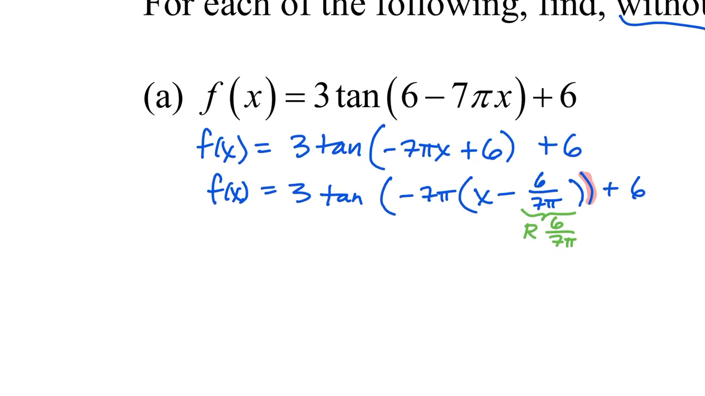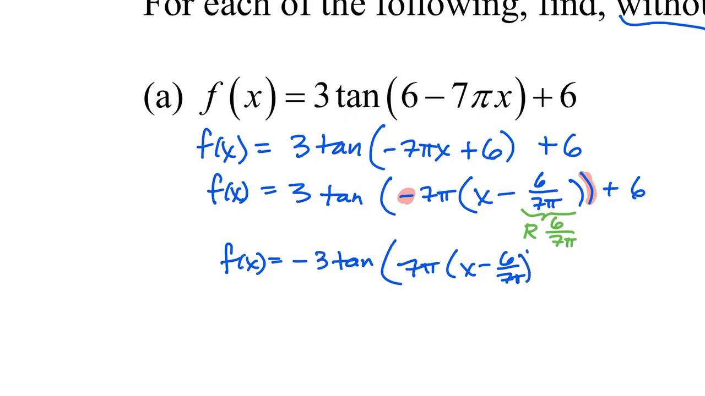Now there's one less thing we have to do. We have a negative b value, and we don't want to leave a negative b value. So using the symmetry of the function, we either pull it out front or we forget about it. Which one do we do here? Pull it out front. Good, because tangent is an odd function. So our final line here is going to be negative 3 tangent of positive 7 pi, x minus 6 over 7 pi, close plus 6. There's the final one that we're going to be working with.